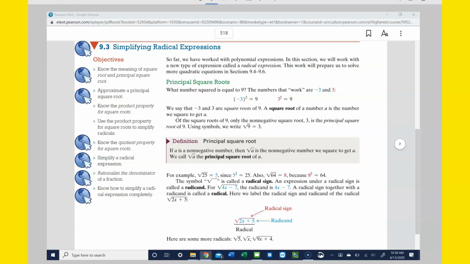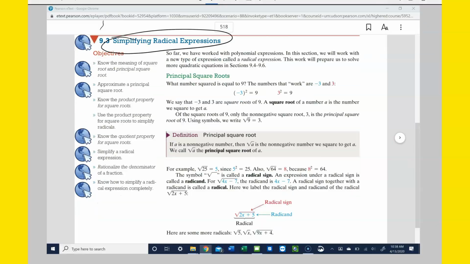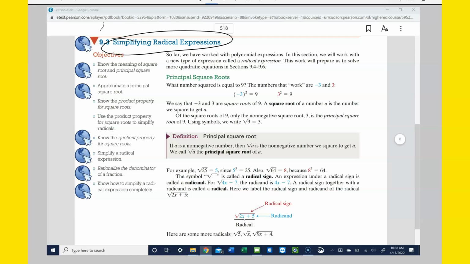9.4 is about the square root method, and 9.6 is about the quadratic formula. 9.3 is kind of a background section. We need to be able to do this right here, simplify radical expressions, if we're going to be able to do the square root method and the quadratic formula.